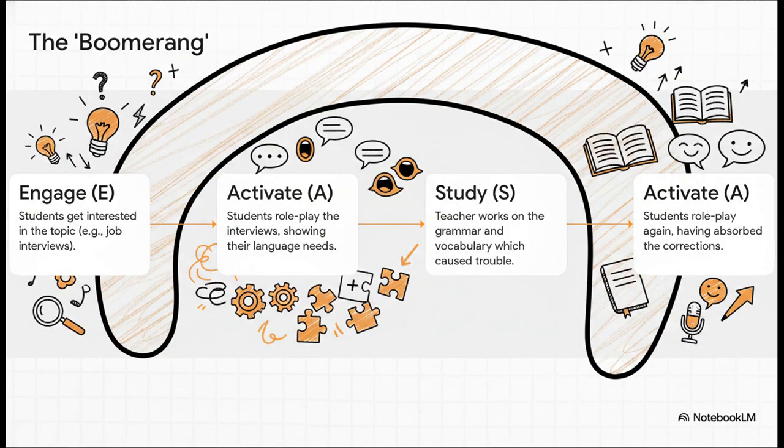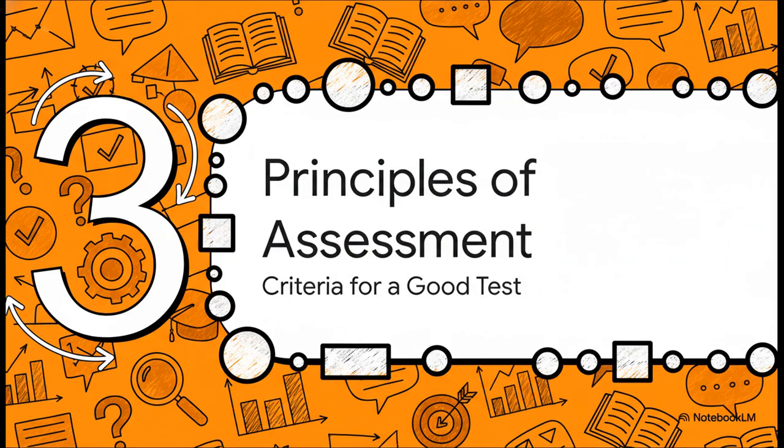But this is where things get really clever. The boomerang sequence. It completely flips the script. After you engage them, you throw them right into an activate stage. You have them try a task. And why? Because it lets you see exactly where the gaps are. The study phase then becomes a direct response to what you just saw they needed. Then they activate it again, but this time they're armed with the new language. It's so powerful. Okay, so that's our teaching framework.